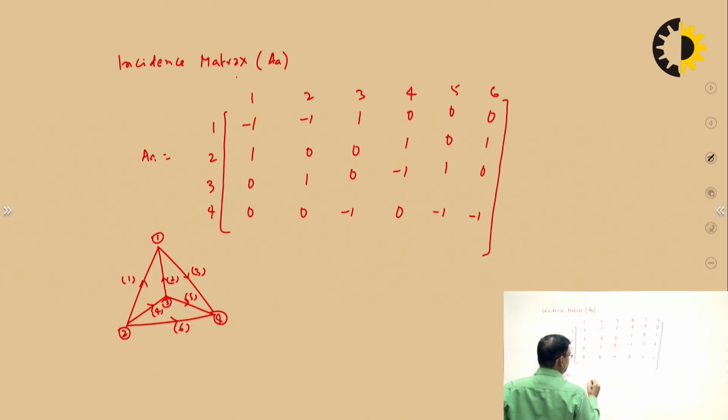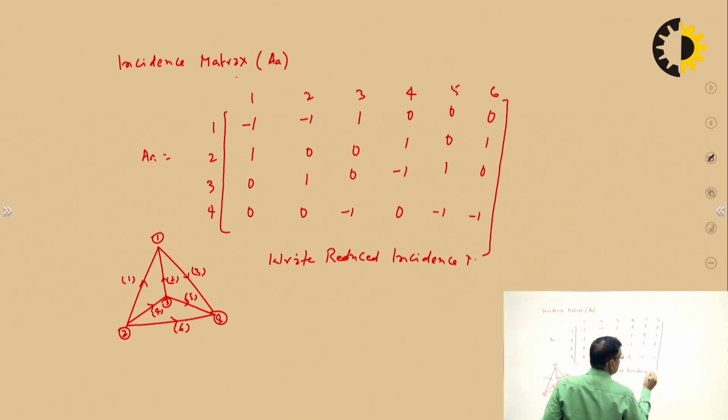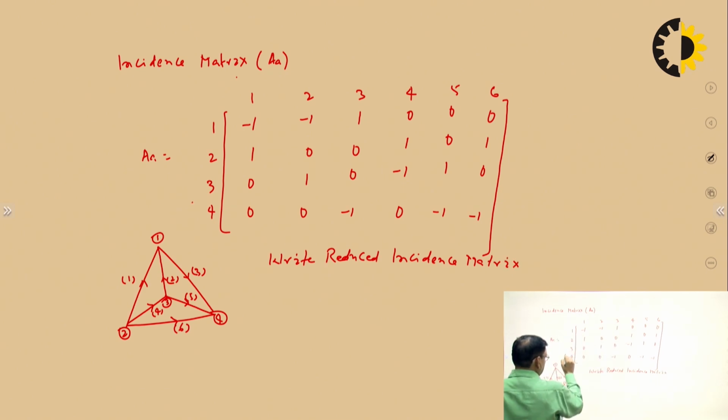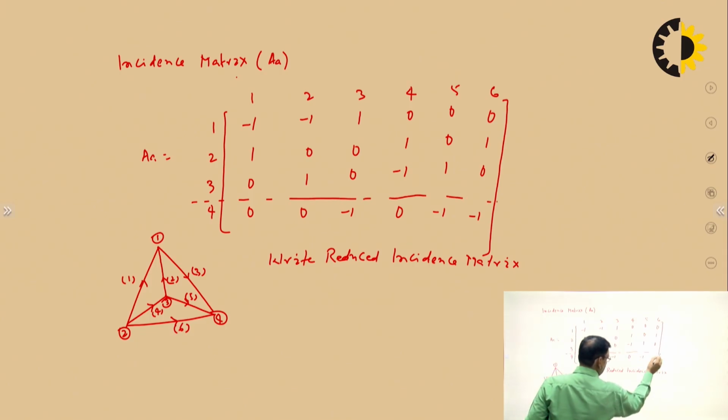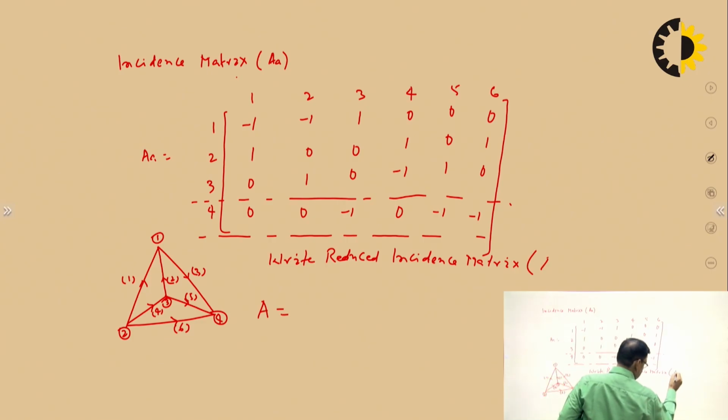If you are required to write the reduced incidence matrix, what you have to do is remove one row from the complete incidence matrix, and the row corresponds to the reference node. So we can remove row 4. The complete incidence matrix is denoted by A.